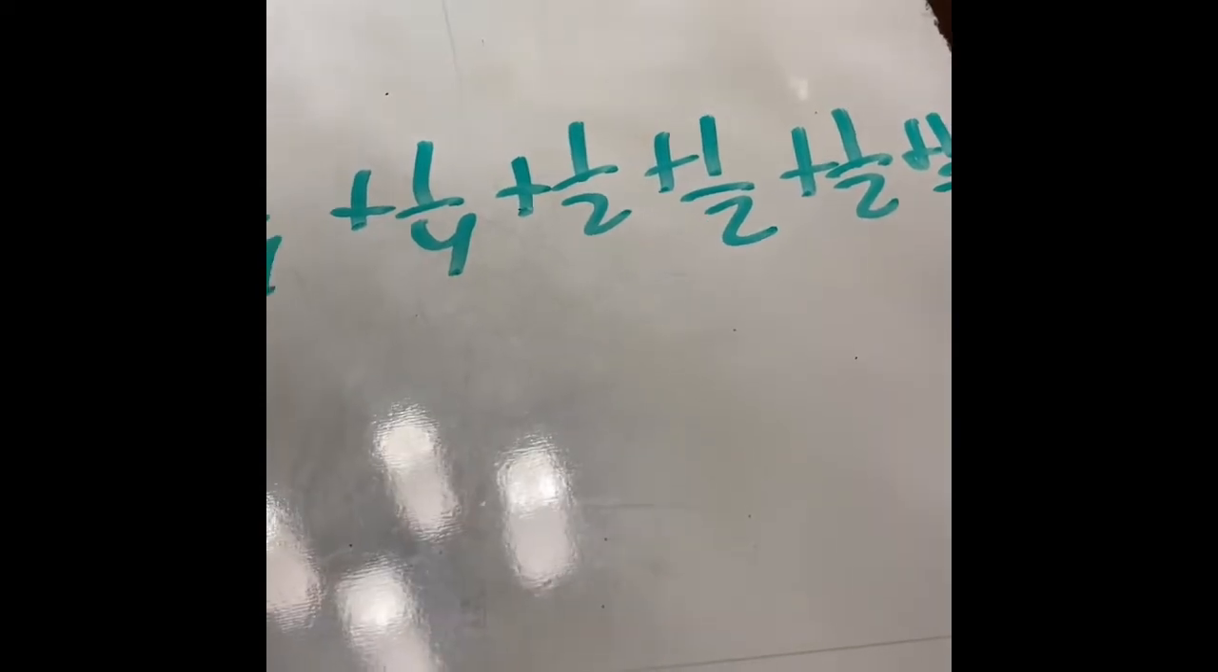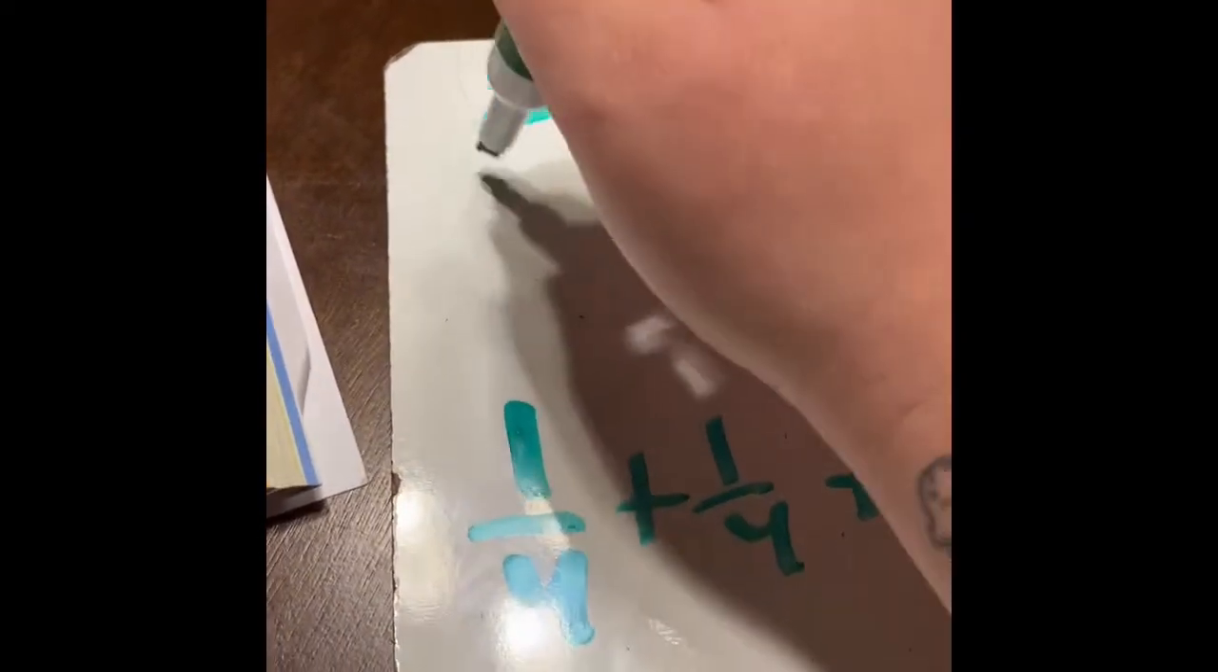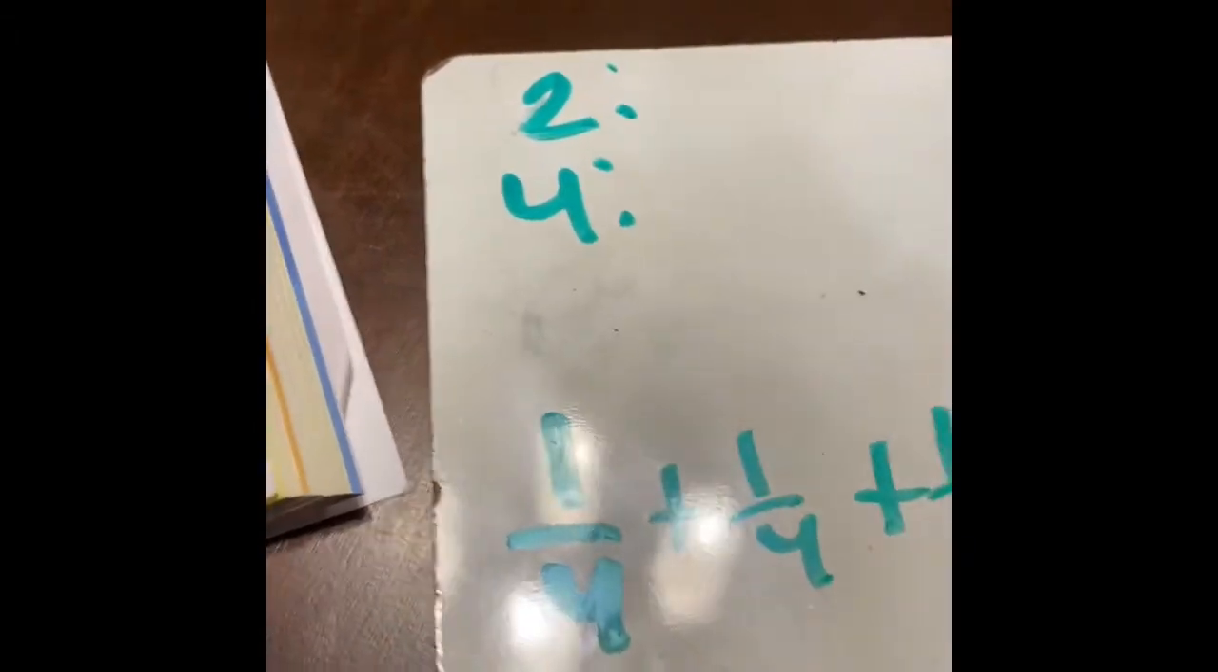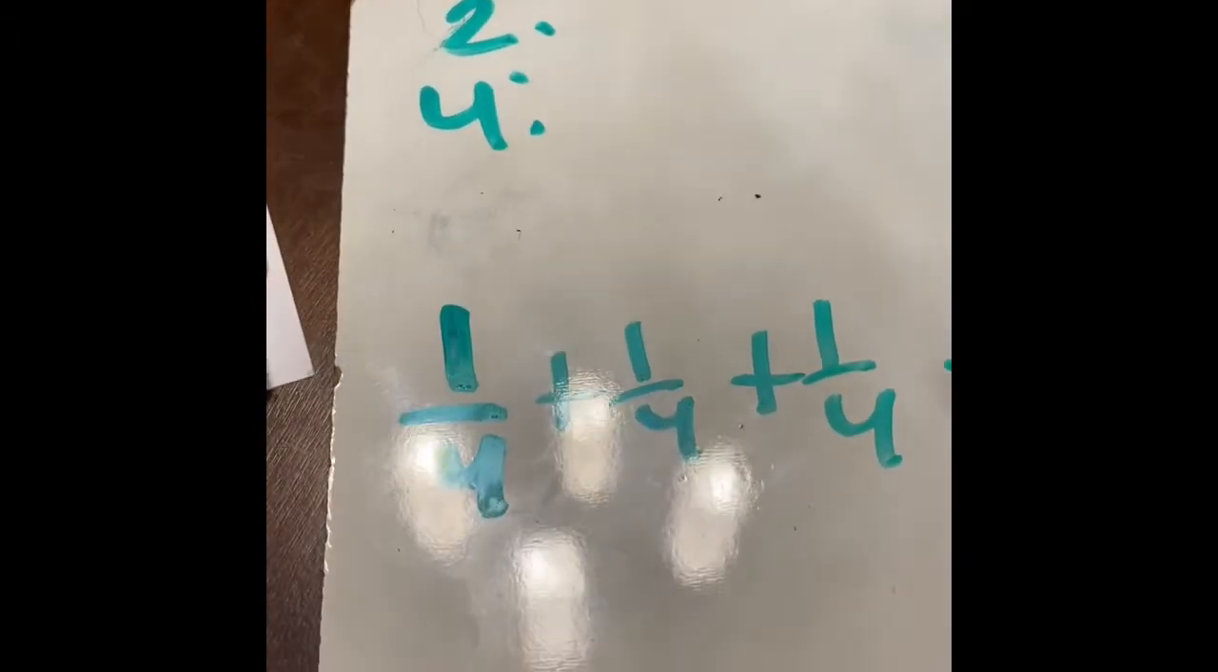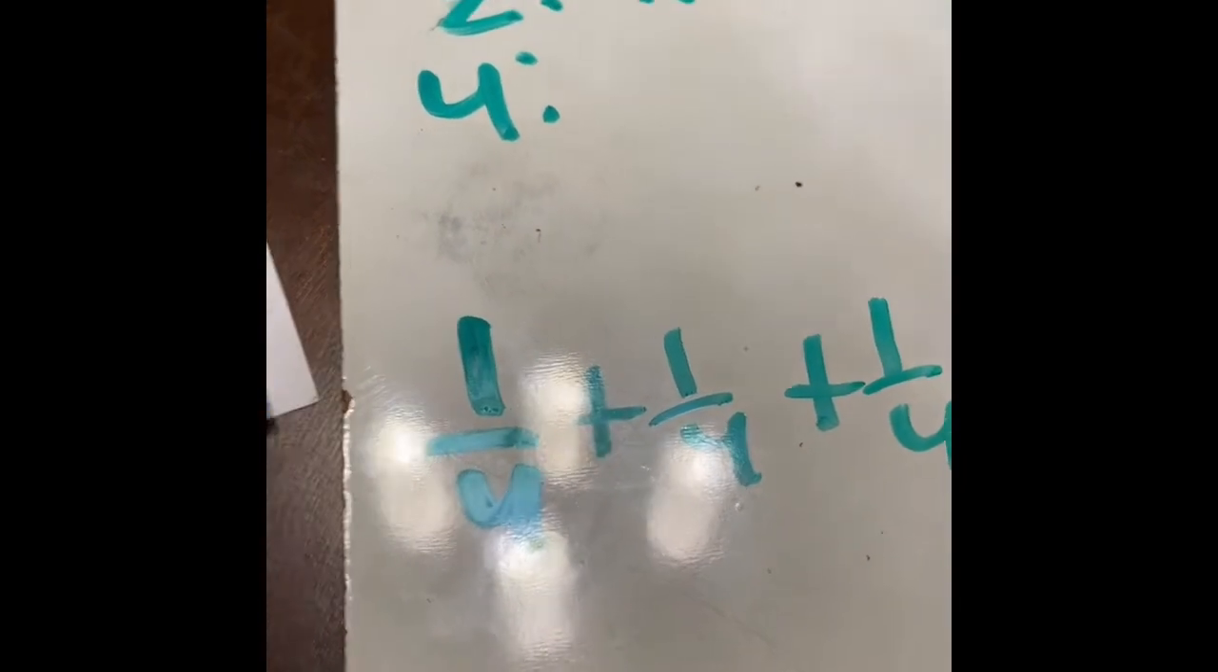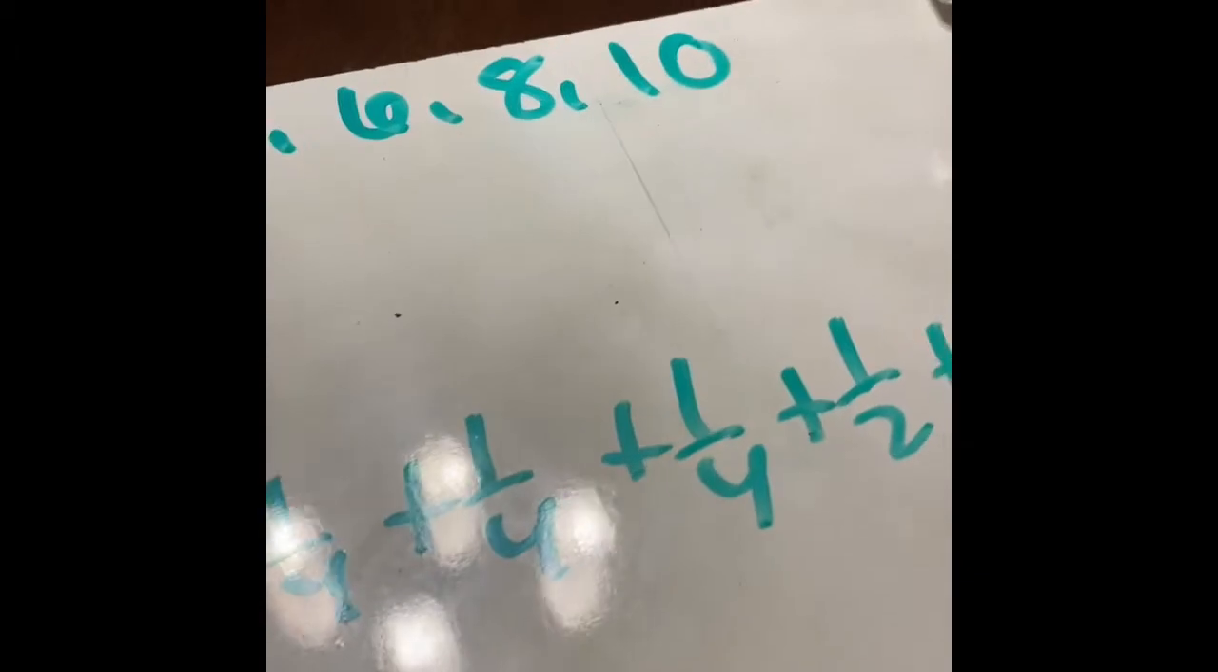So I'm going to find multiples of 2 and 4. So I'm going to write 2 and 4. So multiples go on forever. So I have 2, 4, 6, 8, 10, 12. I'm going to stop there.